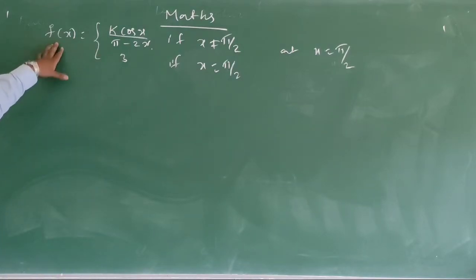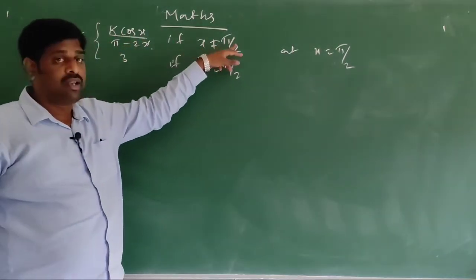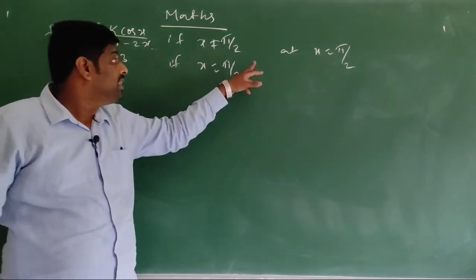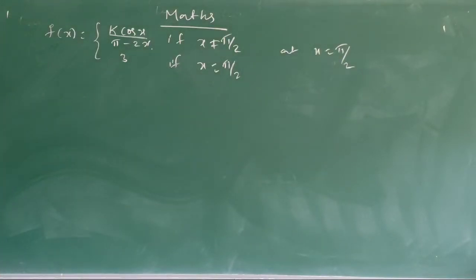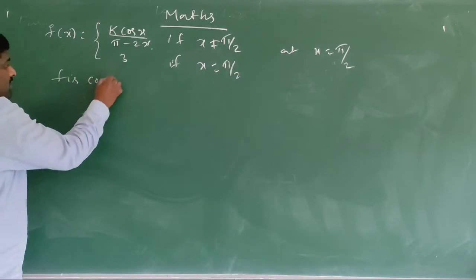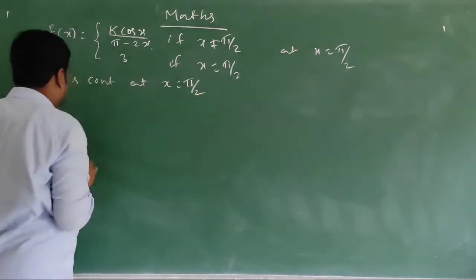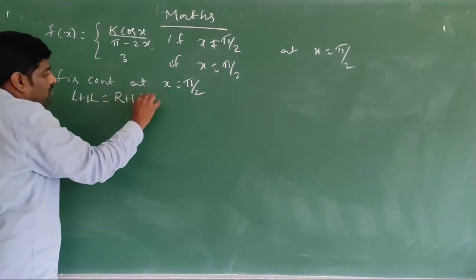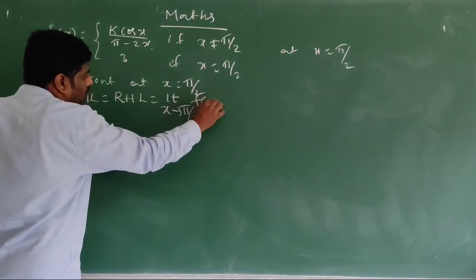f of x is equal to k cos x divided by pi minus 2x if x is not equal to pi by 2, 3 if x is equal to pi by 2, is continuous at x is equal to pi by 2. So already they told f is continuous at x is equal to pi by 2. That means LHL equals RHL equals limit x tends to pi by 2 of f of x.